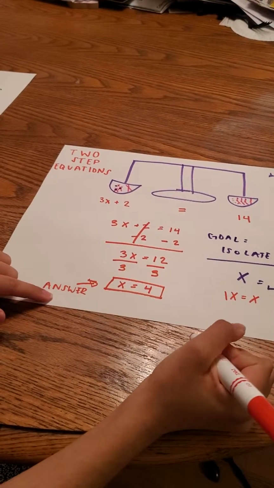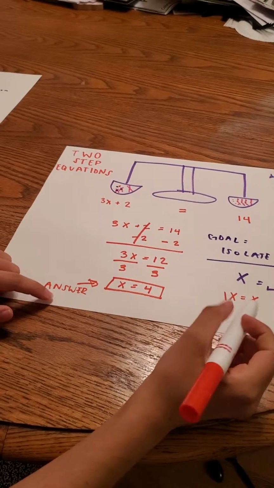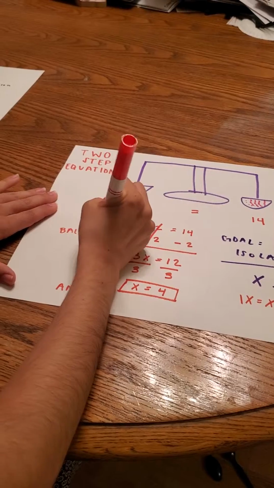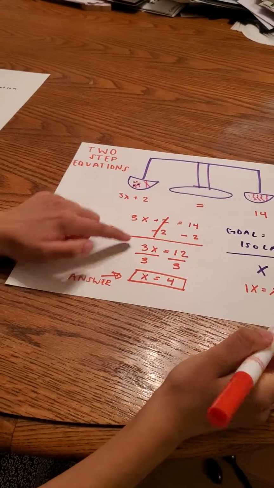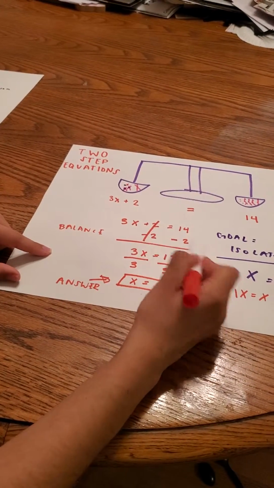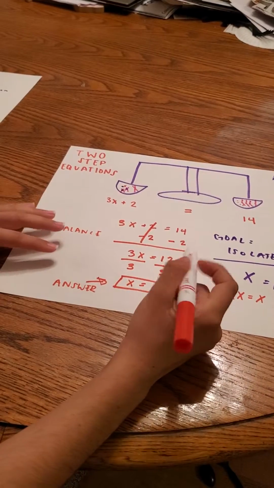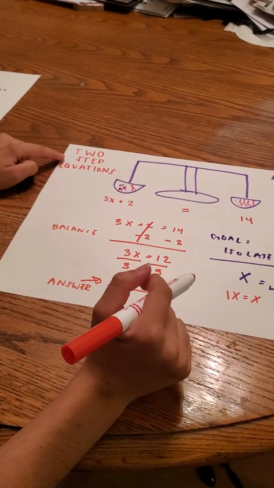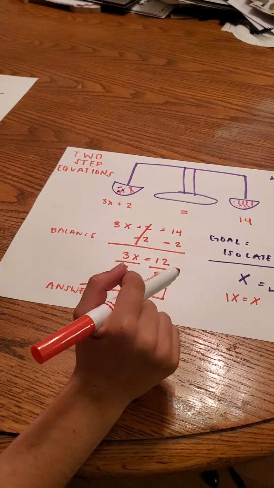As you can see, just a few things to go over. You want to make sure that there is balance on both sides. Whatever you do to one side, you need to do to the other side, so that both sides of the equation are kept balanced. Again, these are two-step equations.